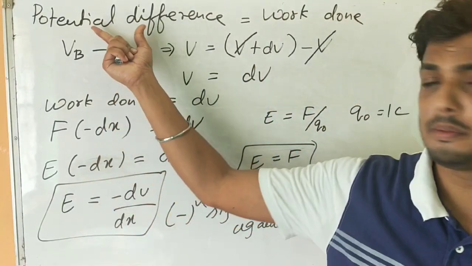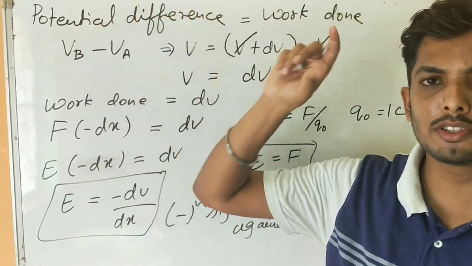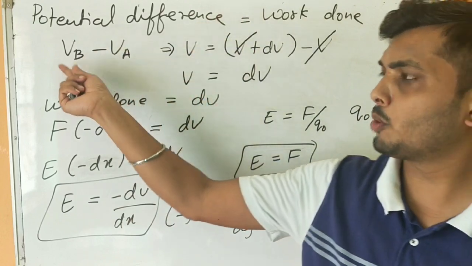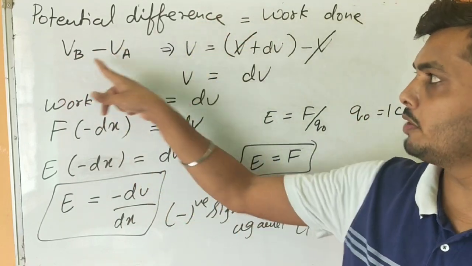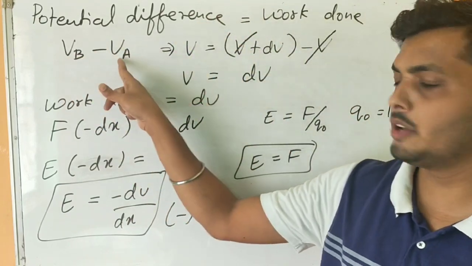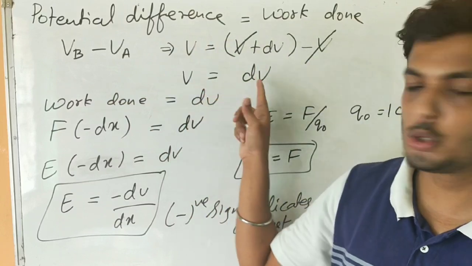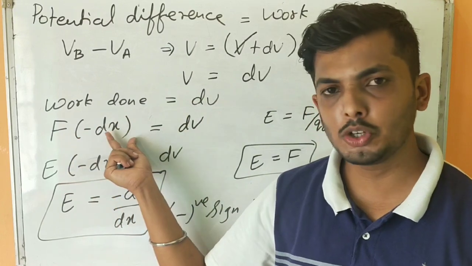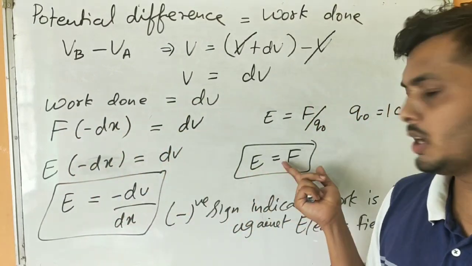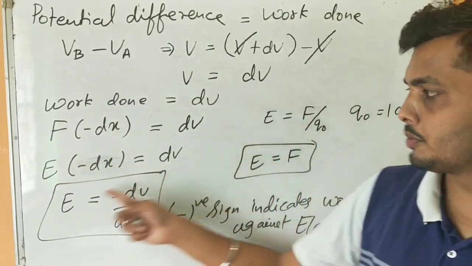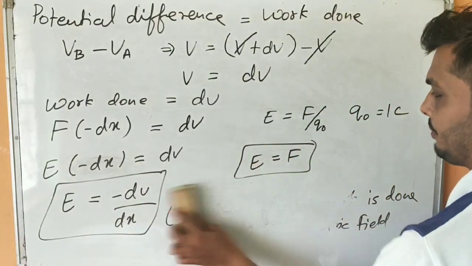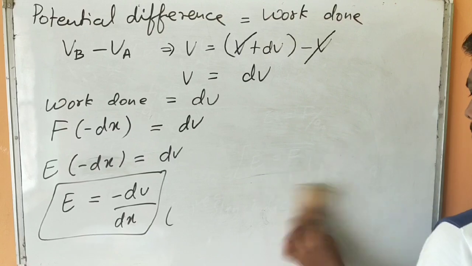Just remember the definition that potential difference is the difference between two different points. So I had two different points, VB and VA. At VB the potential was V plus dV, and at VA it was V. So potential difference equals dV. So work done is equal to this much potential difference. Work done is force into displacement. Force is what? E is equal to F from this equation. So E equals minus dV by dx. Are you understanding, students? Okay. So certain things you have to remember here.